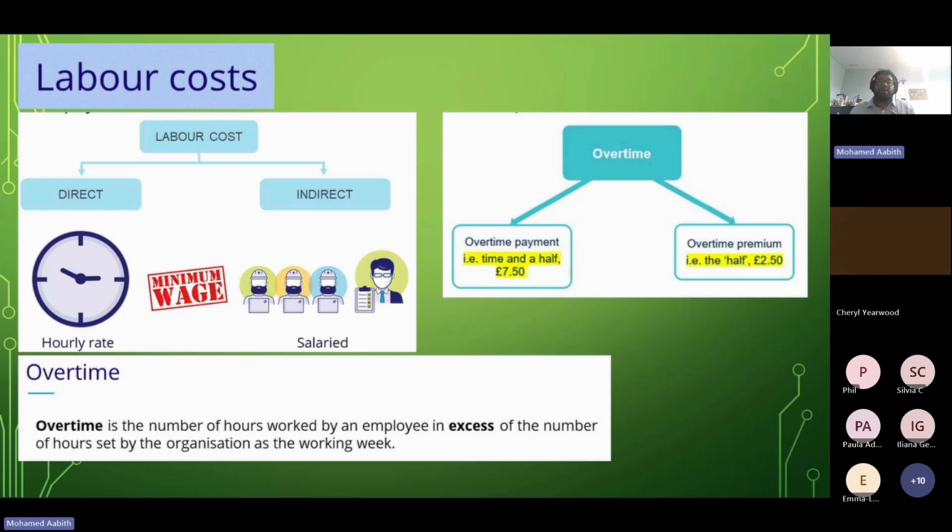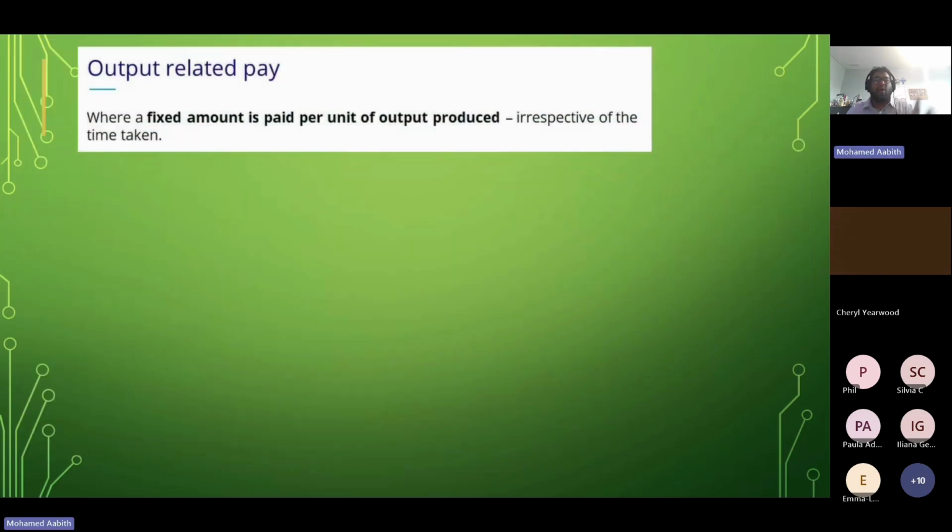Now let's look at how other types of payments towards labor can be calculated. One of them is output related pay. This one they also call piecework. A fixed amount is paid per unit of output produced, irrespective of the time taken.